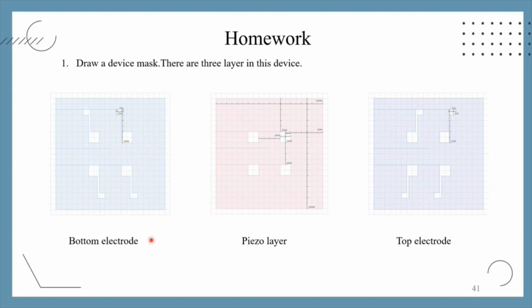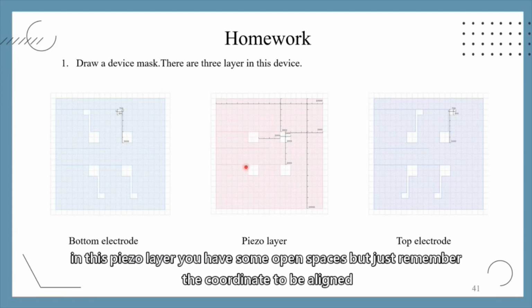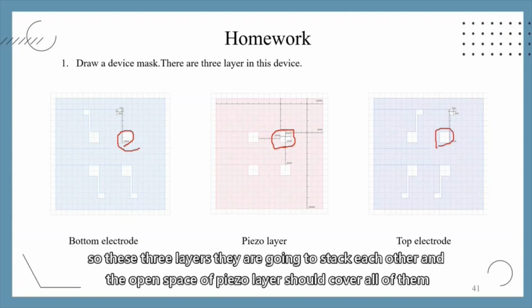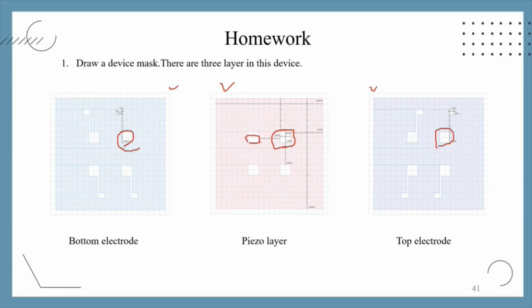The second layer is a piezo layer. In this piezo layer, you have some open spaces, but just remember the coordinates have to be aligned. This opening here has to fit the opening here, and also the opening here too. These three layers are going to stack on each other, and the open space of the piezo layer should cover all of them. The last layer will be the top electrode.